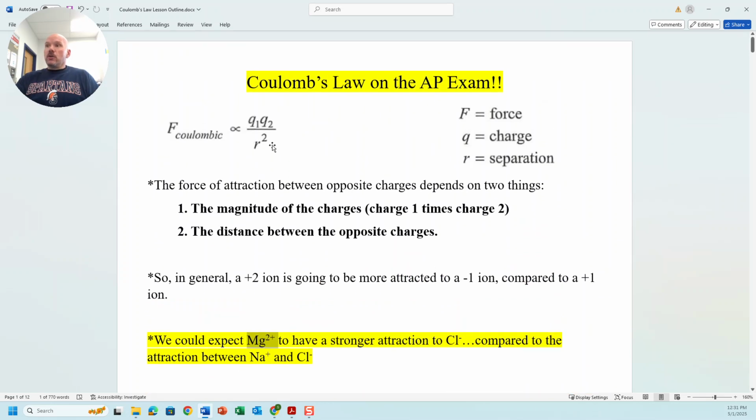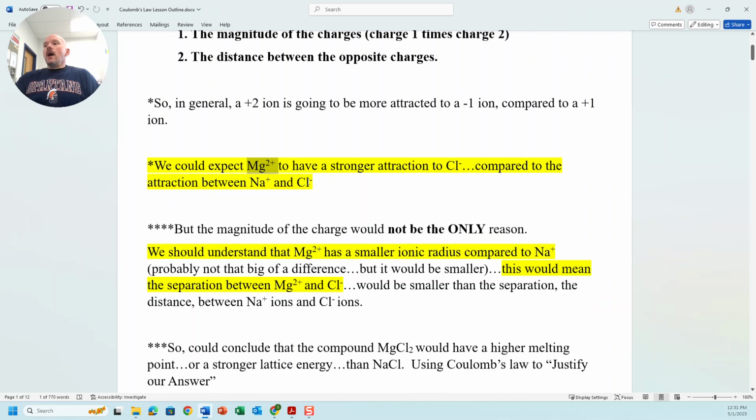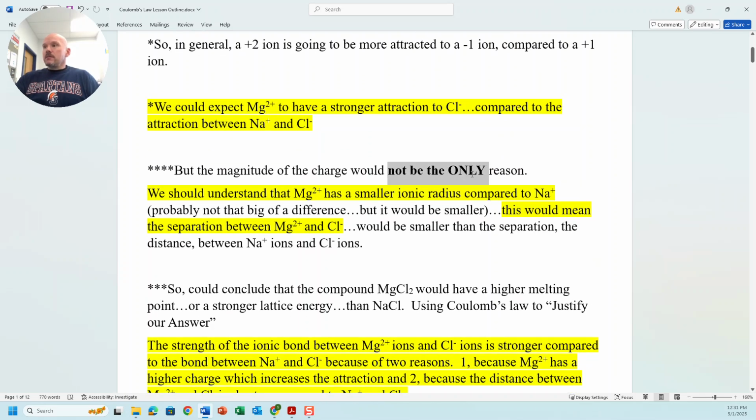So if you go back to Coulomb's law, you'd be plugging in a 2 here versus a 1 here if it was sodium, okay? So I know the interaction between magnesium and chloride is going to be a stronger attraction than sodium and chloride, okay? But that's not the only reason, okay?